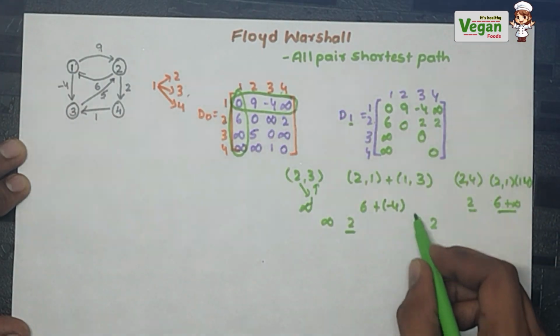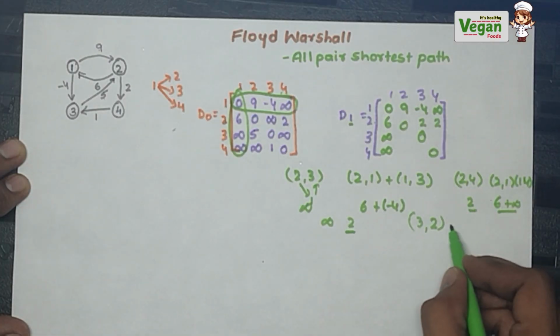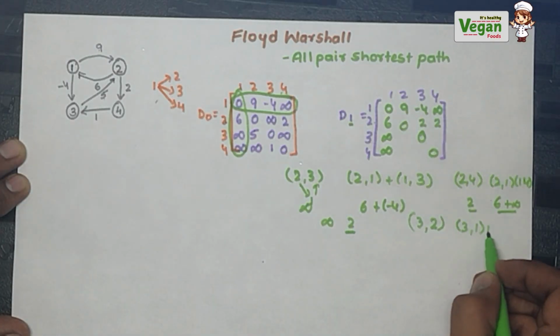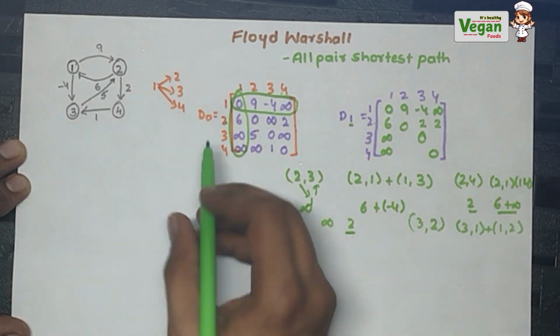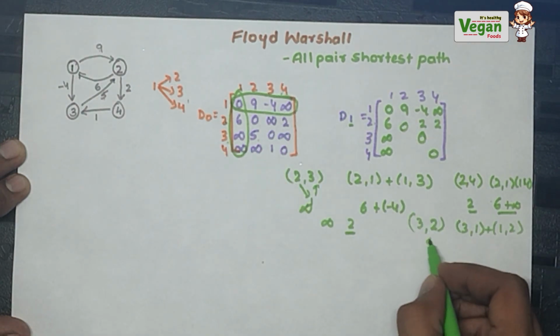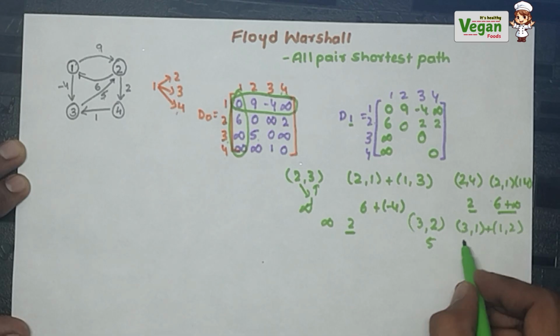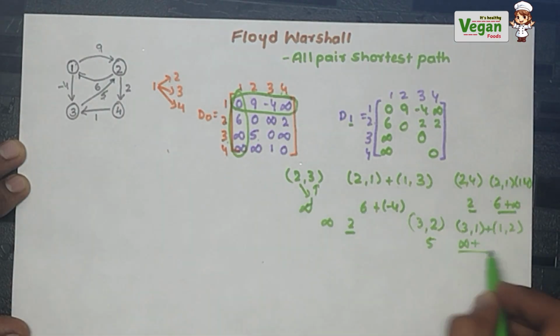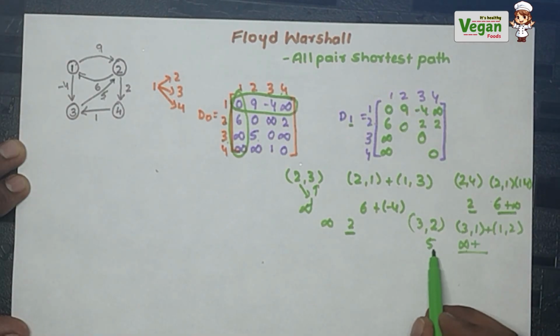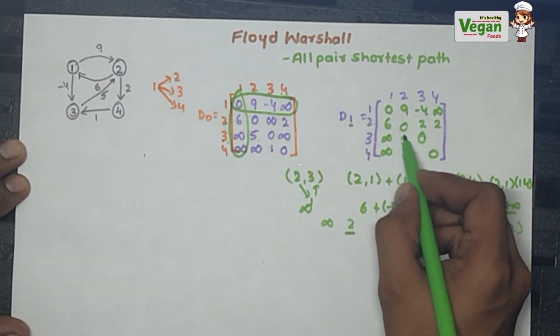Next is 3, 2. How will you go for 3, 2? 3, 1 plus 1, 2. 3, 2 value is 5. 3, 1 value is infinity. If you add anything to infinity, it will be infinity only. Among infinity and 5, which is the smallest? 5 is smallest, so write 5.